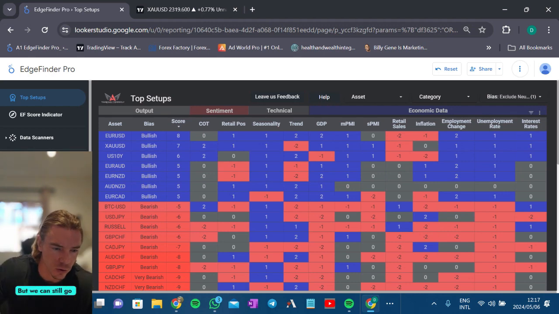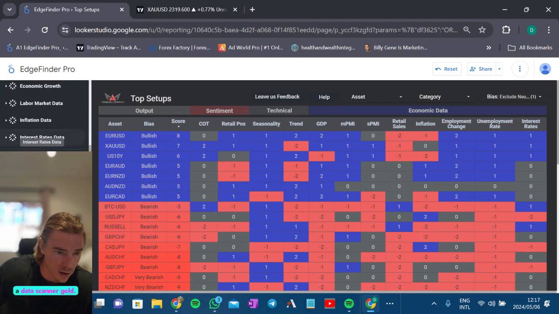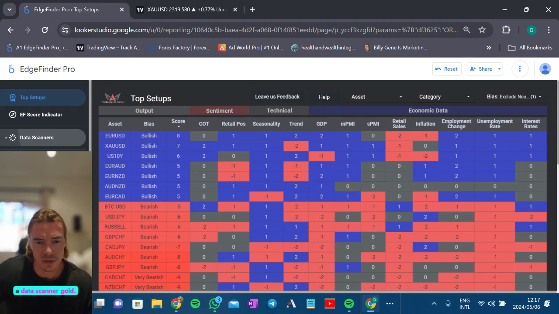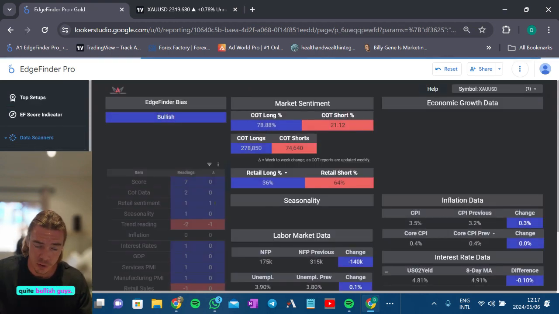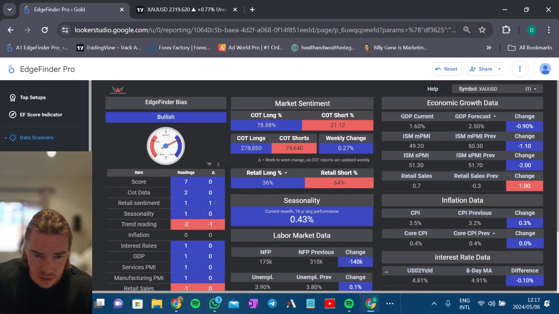But we can still go and look on the software here. I will find it now. We should have a data scanner gold. Let's go see what it's saying. Let's just bring it up. So it's still saying it's quite bullish, guys. It says there we have more people are trying to go with market sentiment. So you see we have a lot more people backing the buy than the sell.